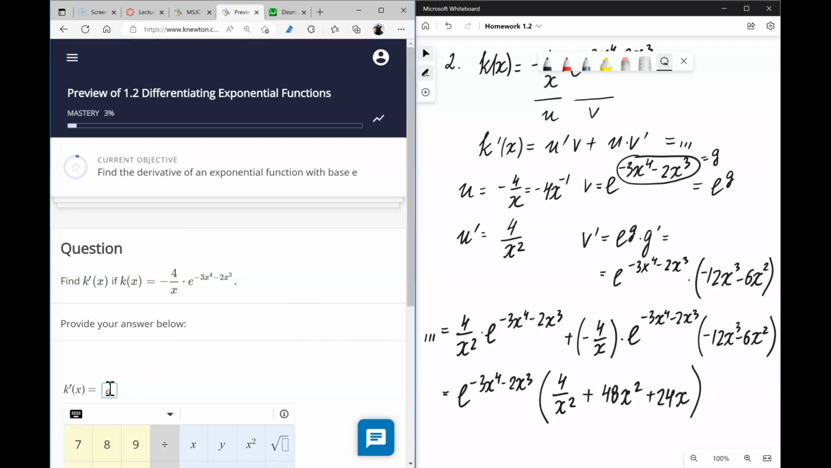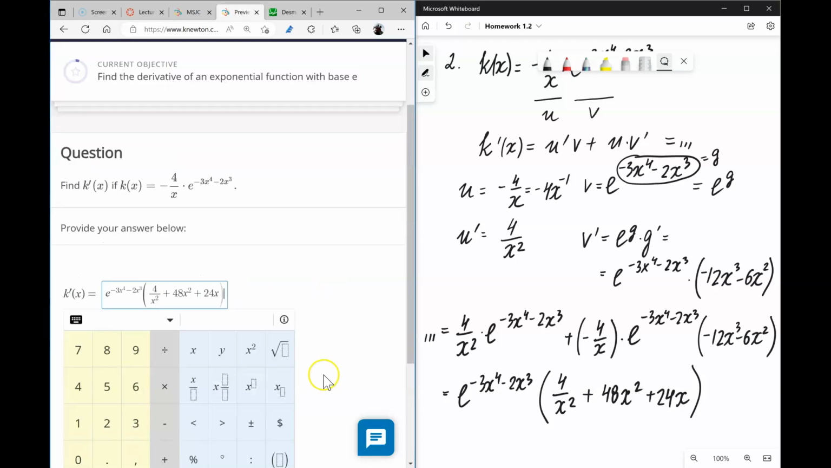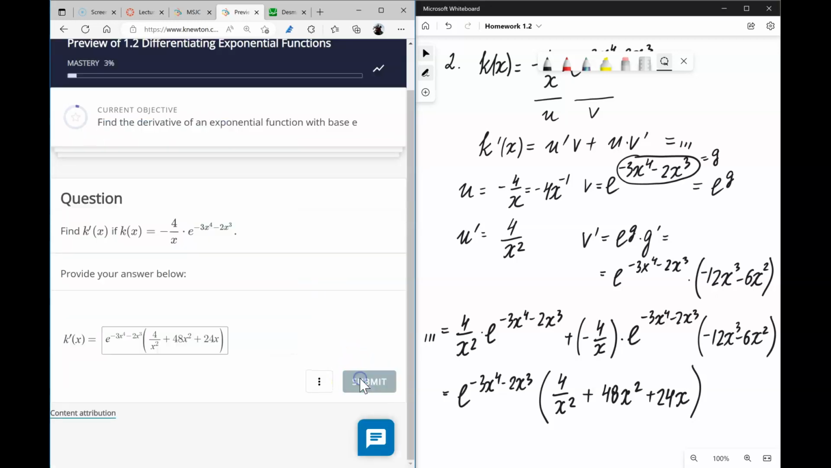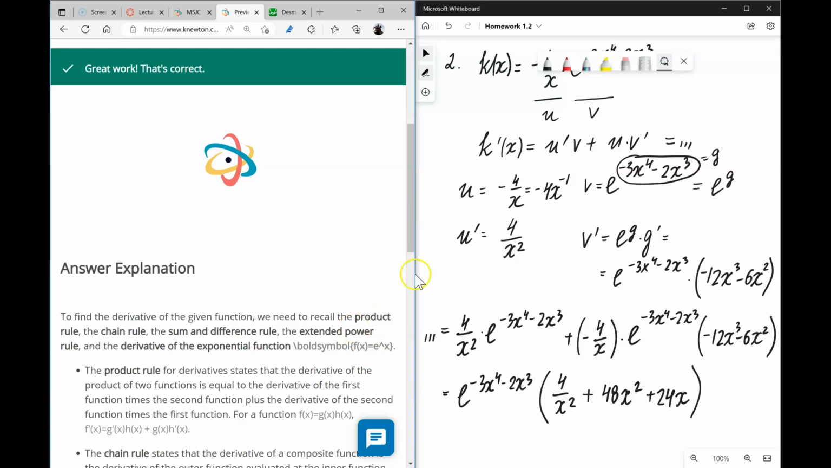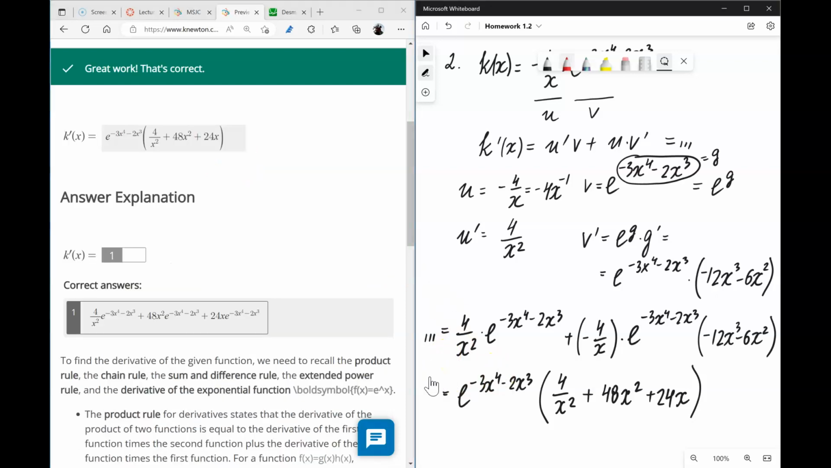E to the power negative 3x to the power 4 minus 2x cubed, times 4 divided by x squared plus 48x squared plus 24x. And Newton should recognize the implicit multiplication. That is when we don't put a multiplication sign in front of the parentheses right over here. So this is called implicit multiplication.